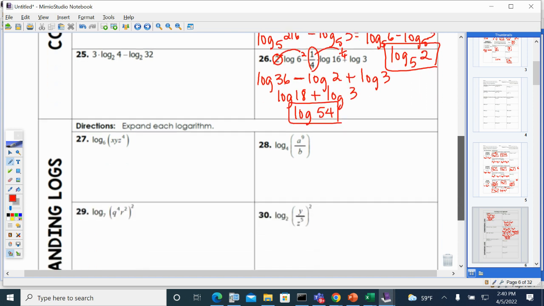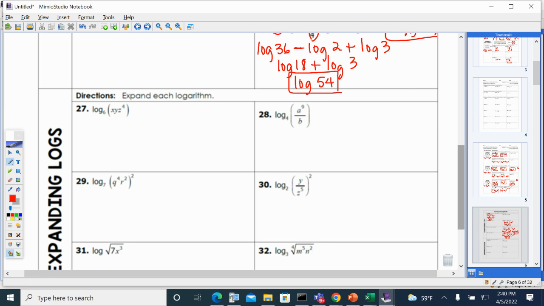For expand, I'm going to go through a couple of these. Number 27, for example, says log base 6 of x, y, z to the 4th. So that's all multiplication. That's x times y times z to the 4th. So I'm going to use addition to separate each of those variables. Now, there's one other thing that we need to take care of, and it's the exponent. We're going to change that 4 to the product.